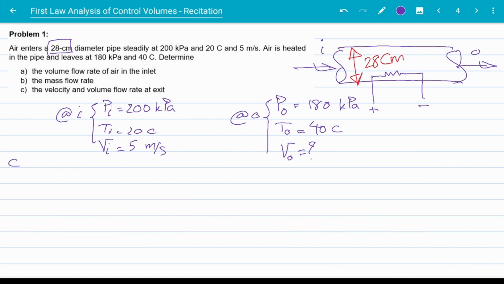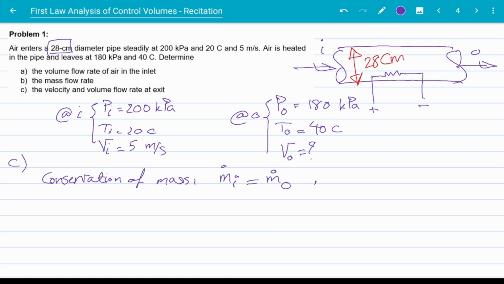Okay, so for part C, we are asked to find the velocity and the volume flow rate at the exit. Now, the conservation of mass says that the rate of mass, or mass flow rate, coming in is equal to the mass flow rate going out, because it's a steady state flow, so no mass is being stored in the system. And it's a single stream, it has only one entrance and one exit. So whatever comes in, m dot I, is equal to whatever goes out, m dot O.